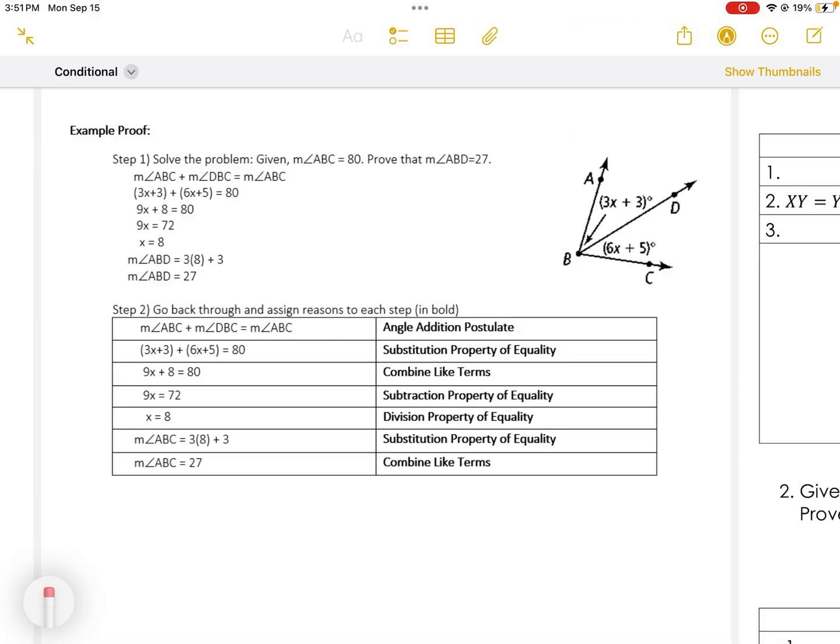All right, back to our proofs. Back in our notebooks. Page 33, 34, and 35. So this is page 33, 34, and then the next one will be 35.